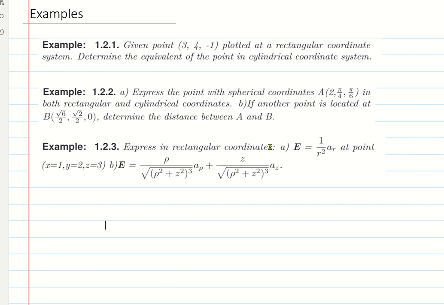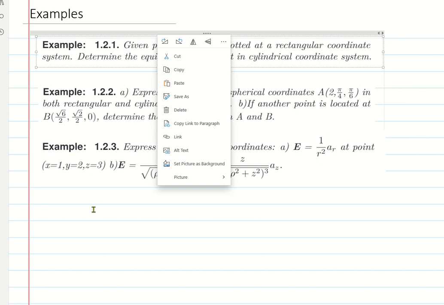Okay, so in this video, I will be giving you some examples under the topic of the coordinate system, with the coordinate conversion, and the last one, the vector conversion. So example number one is coordinate, and the rest are for the transformation of a vector. So let's first solve number one.